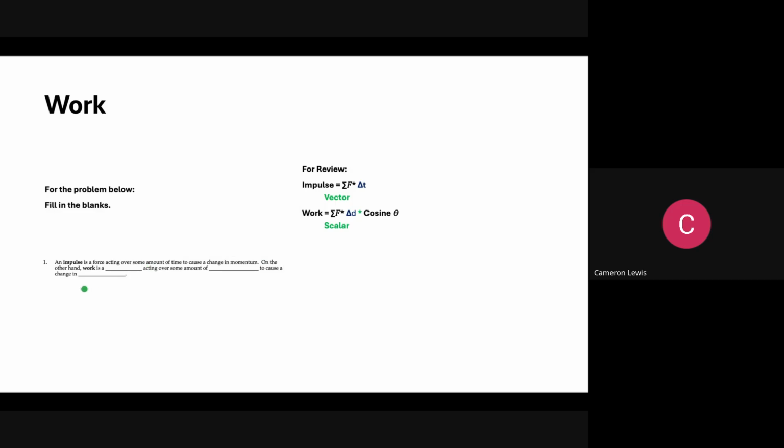All right, I'll just fill it in. Work is a force acting over an amount of distance to cause a change in energy. So we had change in momentum before, but now work creates a change in energy. That's the relationship between work and impulse, right? Work changes energy because we have a force acting over an amount of distance.